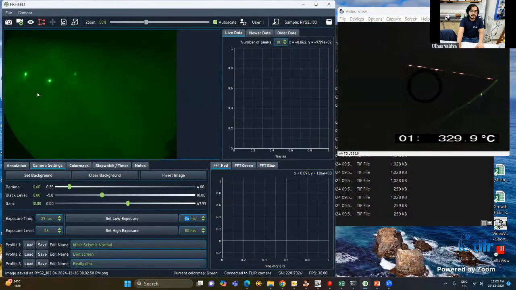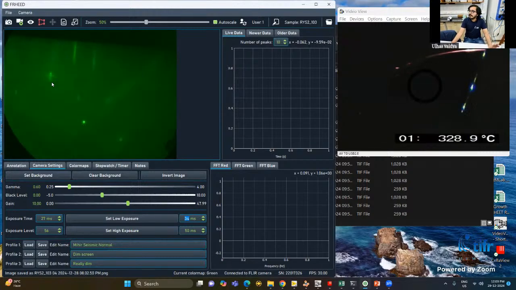So here you can see the RHEED spots. The green part right now, these bright spots are the RHEED spots, and as the substrate is rotating, the RHEED spots are also rotating. Now we'll start our growth.